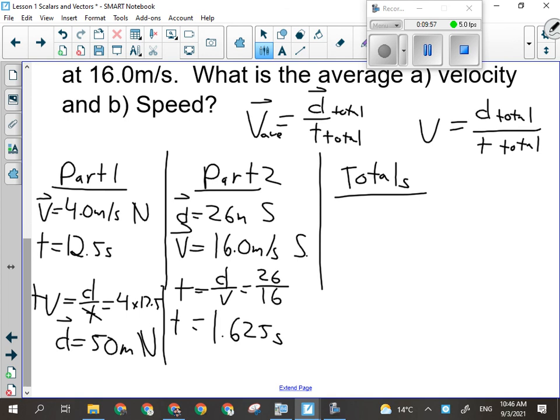Okay. Can I now calculate total displacement and my total time? All right. So in part 1, I go 50 meters north. In part 2, I go 26 meters south. What's my total displacement?